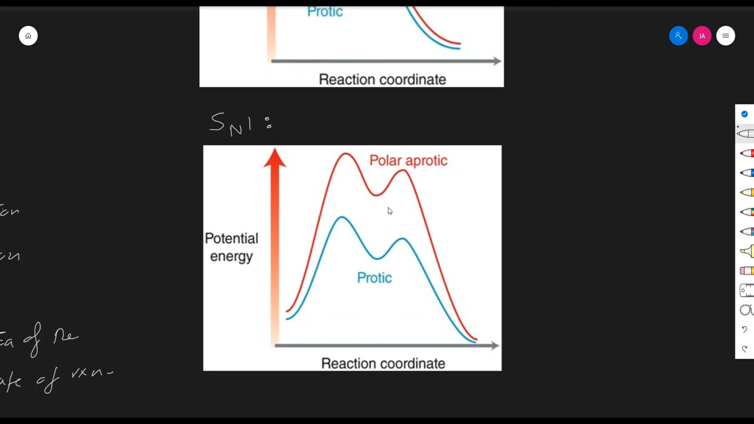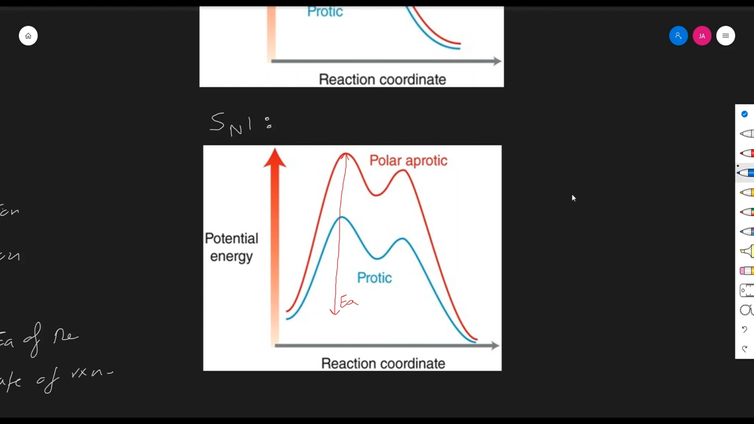Thus, as you can see here, if one were to use a polar aprotic solvent that is not effective at stabilizing the carbocation intermediate, the carbocation intermediate would have a higher energy state, and thus the activation energy required for this reaction to form the carbocation intermediate would be very high, as I will color code in red here. This is the activation energy required when using a polar aprotic solvent.